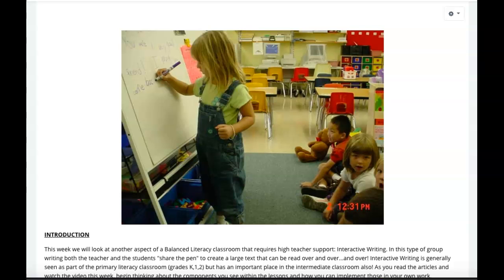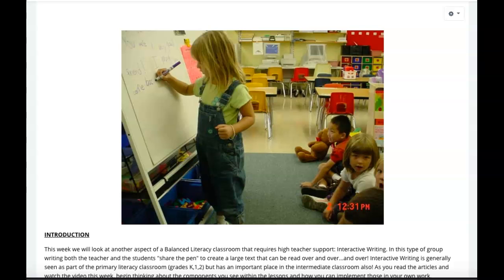The text that the student writes calls attention to sounds, letters, word structures. It gives them ownership of the writing, and it holds their attention. In interactive writing, the teacher and the students create the text together. It's not a sentence starter that the teacher has put on the chart paper and the students are going to finish. It's often based on a shared experience.